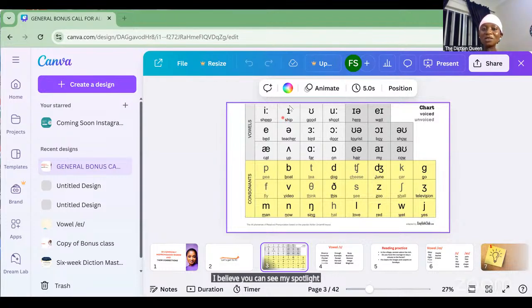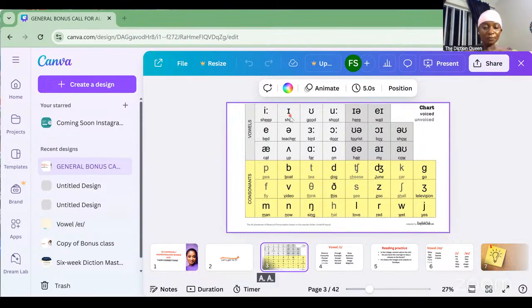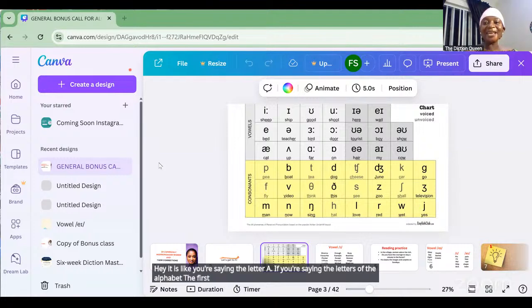The sound looks like capital letter I, but it is not capital letter I, though it looks like it. Please watch my mouth. My lips are spread out, they are not rounded, and my tongue is in a relaxed position. My jaw drops. It is like you're saying the letter A, the first letter of the alphabet.